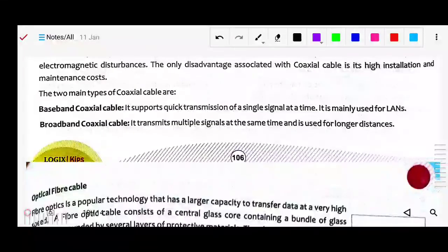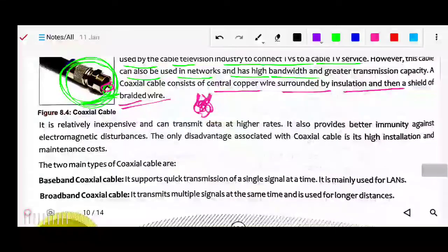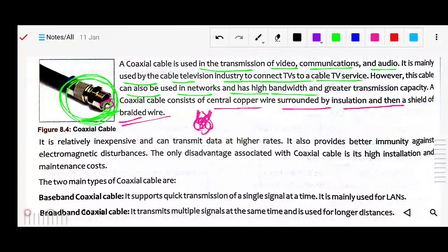Now next, okay, it is relatively inexpensive and can transmit data at a high rate as compared to Ethernet. The data transfer is higher. It also provides better immunity against electromagnetic disturbance. So as you know, what is electromagnetic? The magnet which is created by electricity.